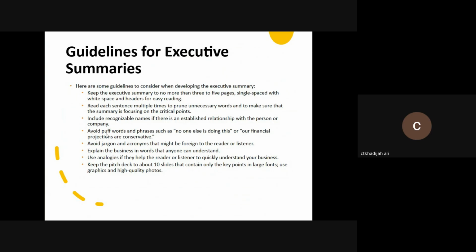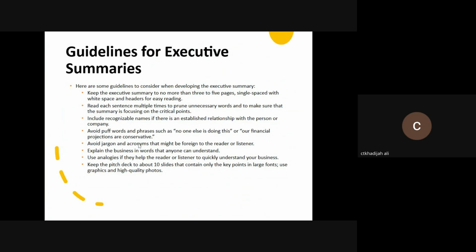Avoid, I love this one. Avoid buzzwords and phrases such as "no one else is doing this." If, let's say, no one else is doing this, then there might be something. It can be good, it can be bad, right? But in most cases, for a product, if no one is doing that, then perhaps there is no demand. So investors or lenders might not be interested to invest in your company.